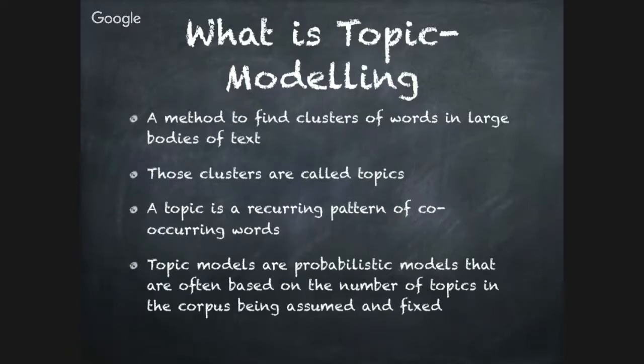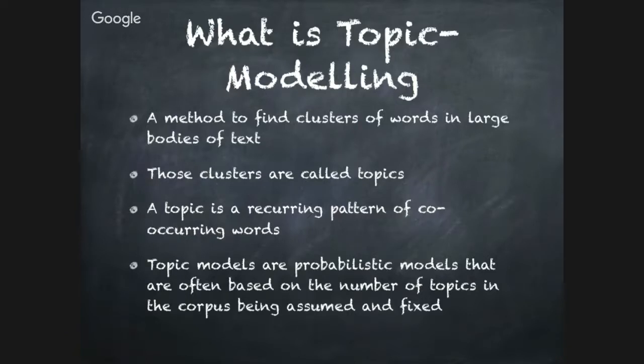It's a method to find clusters of words in large bodies of text. So a topic in topic modeling doesn't mean topic as a human being means topic. In order to differentiate those two, I will call the topic that a human being would define a theme, and the topic that the topic modeling algorithm finds is a topic. There are clusters, and those are called topics. And a topic is nothing else than a recurring pattern of co-occurring words. We don't know what pairs co-occur together, but this is just a group of words that occur often in each of our documents.